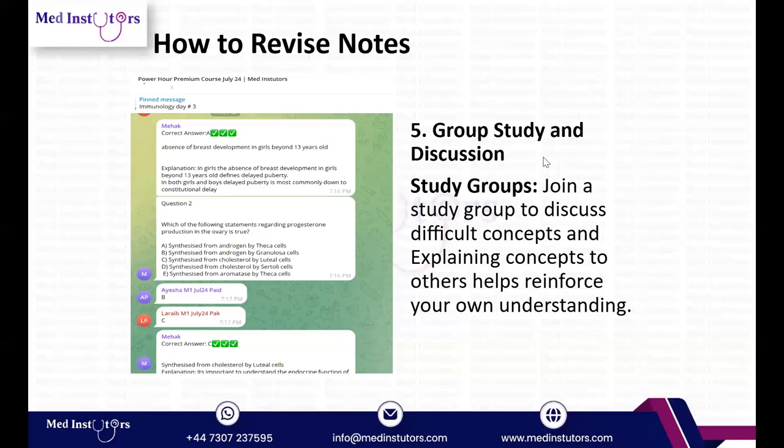Another tip is group study and discussion. This is very helpful, because when you discuss the SBAs with your peers and colleagues, it will remain in your memory. So this is a very helpful tip. So try to have a study partner. Try to discuss any ambiguities, any questions in the groups. Join a study group to discuss difficult concepts, and explaining concepts to other people also helps your understanding. So if you're helping someone, that is also a good thing for you as well, and for them as well.